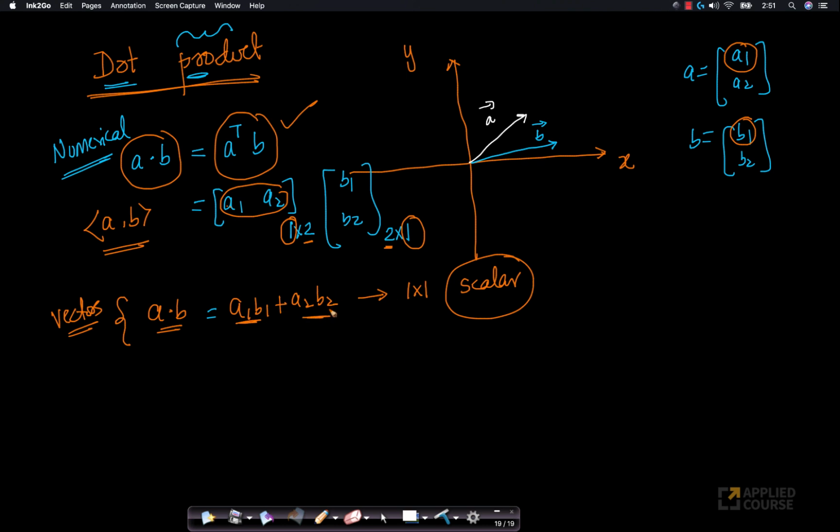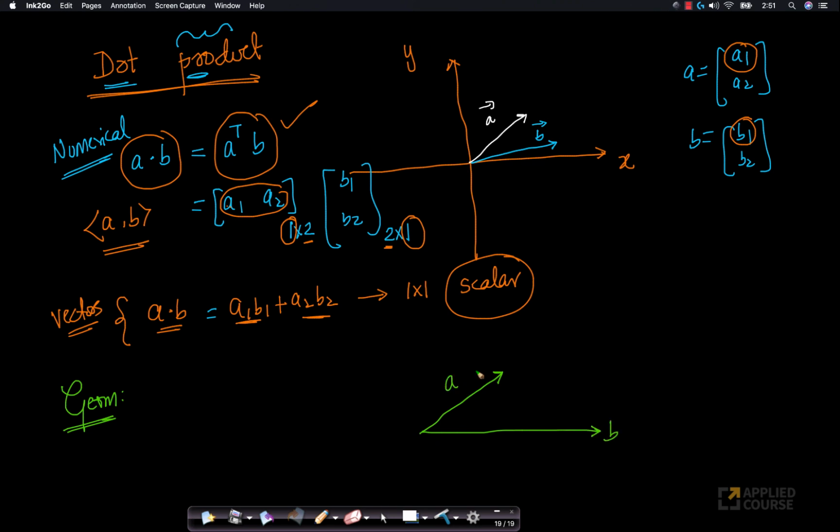That's what it is. But what does it mean geometrically? We have understood it numerically, so what does it mean geometrically or intuitively? Okay, so let me redraw this. I'm not drawing the axes here. So let's assume this is my vector A and this is my vector B.